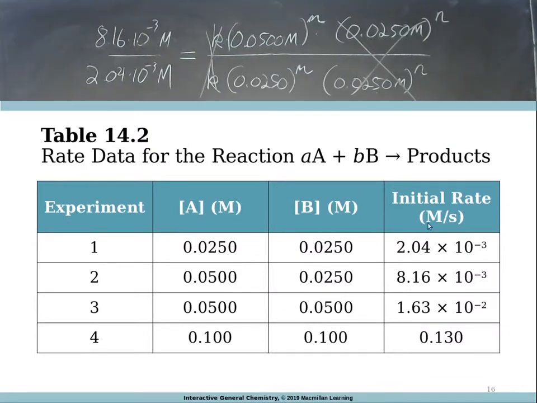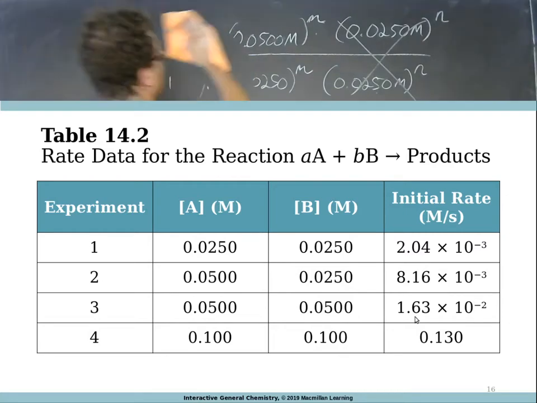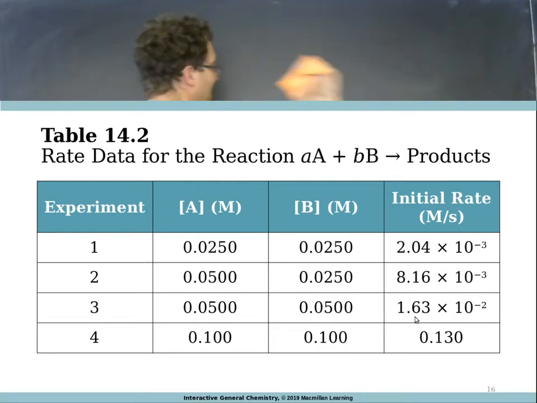Now let's look at trials 2 and 3. If we compare trial 2 to trial 3, now the concentration of A is constant at 0.05, and the concentration of B has doubled. Looking at these numbers, 0.008 versus 0.016, it's pretty clear that the rate has also doubled. You can put those in your calculator to double check, but I doubled the concentration of B and my rate doubled. So that means that we are first order with respect to B, or in other words, that n is equal to 1.